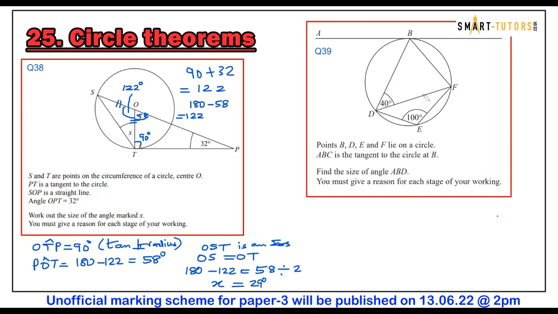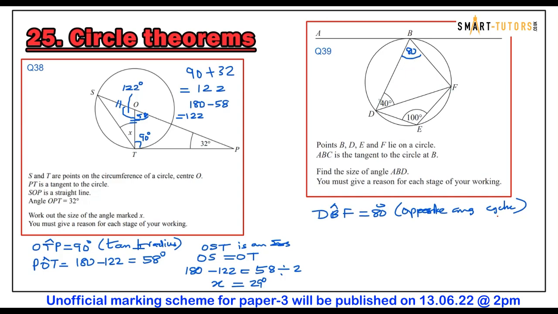Look at question number 39. Points B, D, E, F lie on a circle. ABC is the tangent to the circle at B. Find the size of the angle ABD. You must give a reason. So 100 degrees, you can immediately write this one as 80 degrees, right? Because you can say DBF is 80 degrees because of opposite angles in a cyclic quadrilateral. Opposite angles in a cyclic quadrilateral add up to 180. So you can find that one.